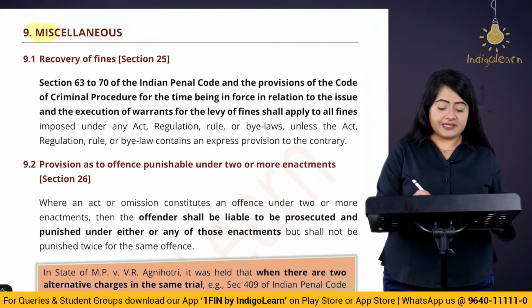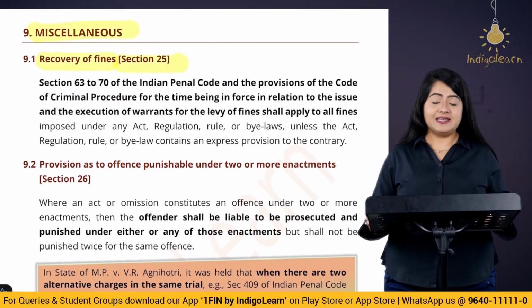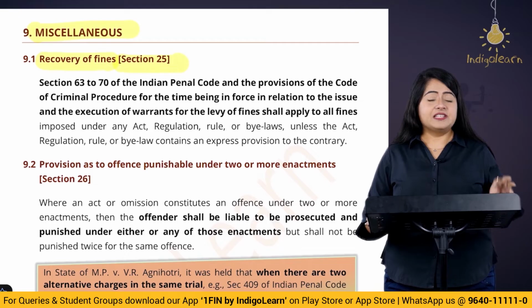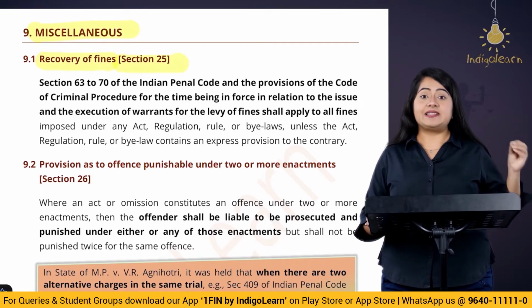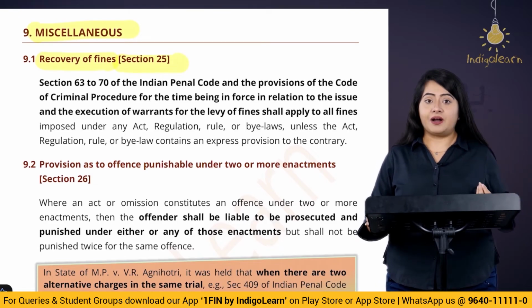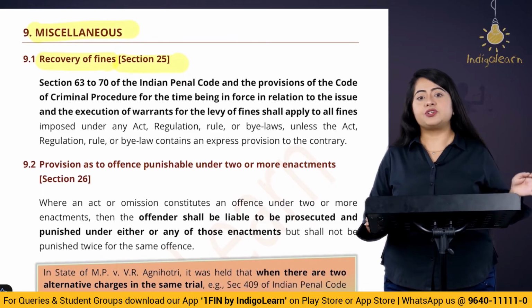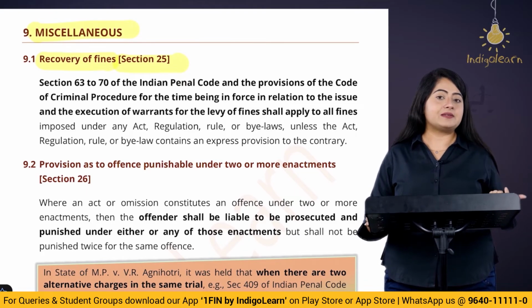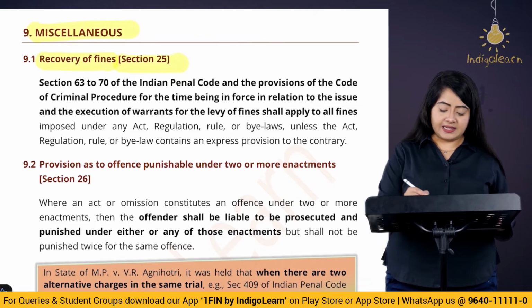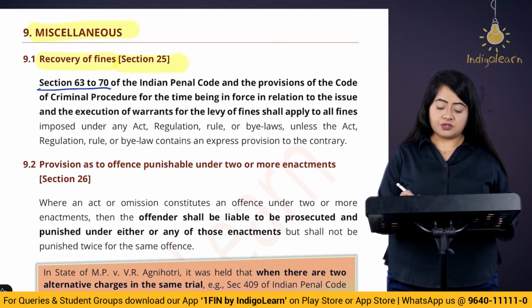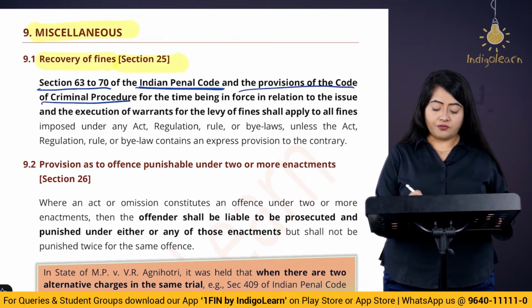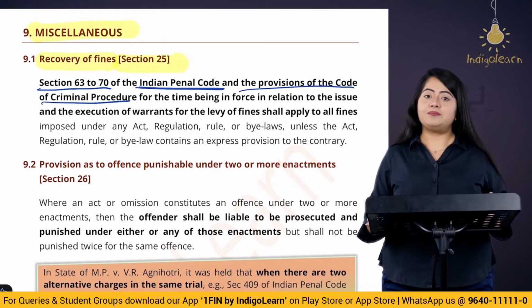Next, we are seeing certain miscellaneous sections. The first one is section 25, which talks about recovery of the fines. Now, this section says that if specifically in an act it is stated how the fine is going to be recovered, then we are going to use that statute. If suppose specifically it is not mentioned in any statute how to recover the fines and penalties from a person, then in that case we are going to use section number 63 to section number 70 of the Indian Penal Code and the provisions of the Code of Criminal Procedures to recover the fine and penalty.